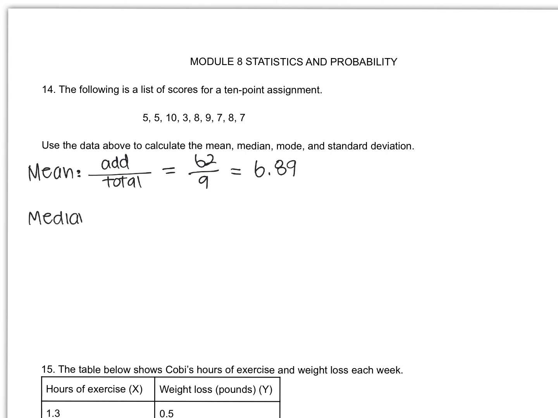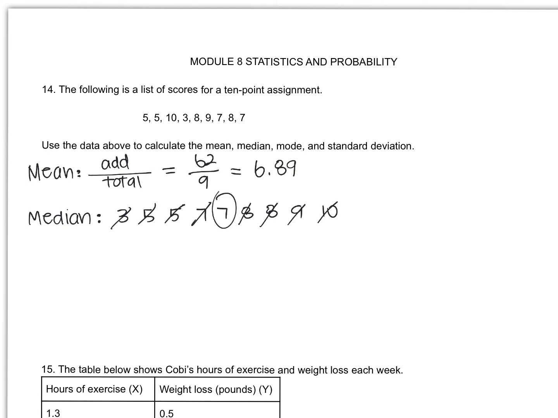Next, we're going to calculate median. And in order to calculate median, your numbers have to be in order. So the first thing I'm going to do is write my numbers in order: 3, 5, 5, 7, 7, 8, 8, 9, 10. Now I can start crossing them off, starting at the ends, and we end up with 7.